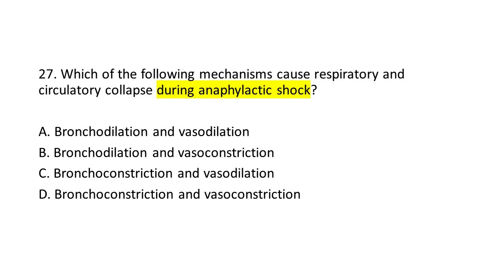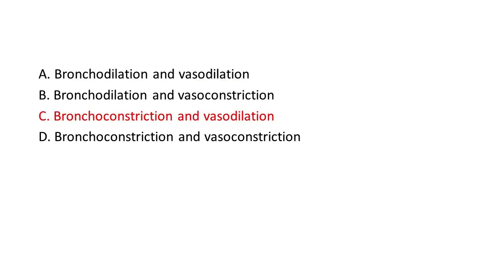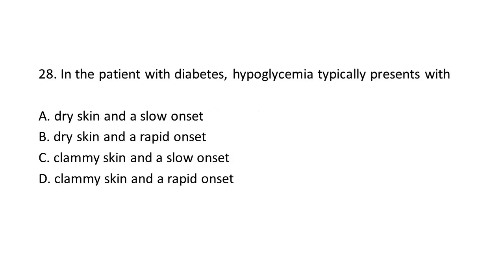A. Bronchodilation and vasodilation. B. Bronchodilation and vasoconstriction. C. Bronchoconstriction and vasodilation. D. Bronchoconstriction and vasoconstriction. The answer is C. Bronchoconstriction and vasodilation. 28. In the patient with diabetes, hypoglycemia typically presents with A.